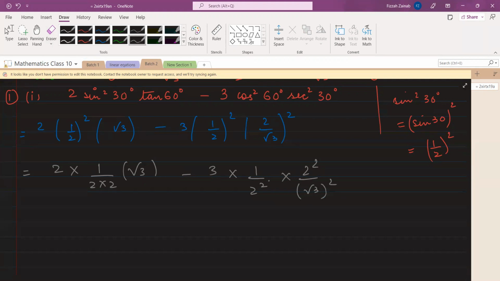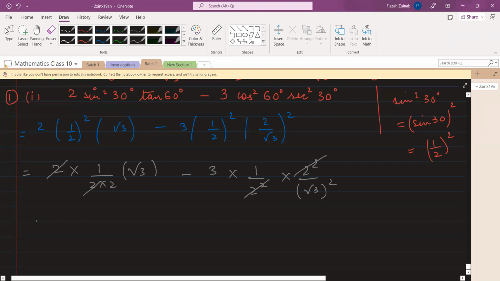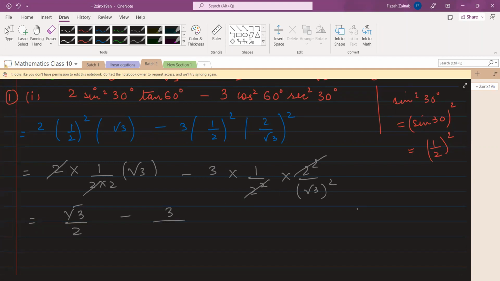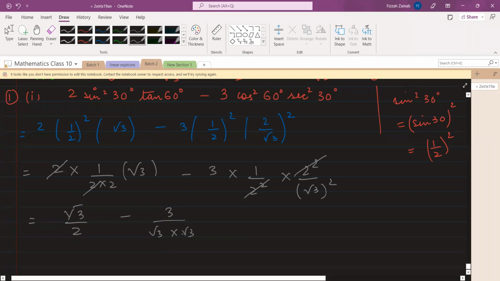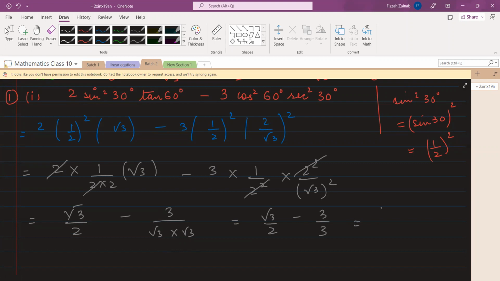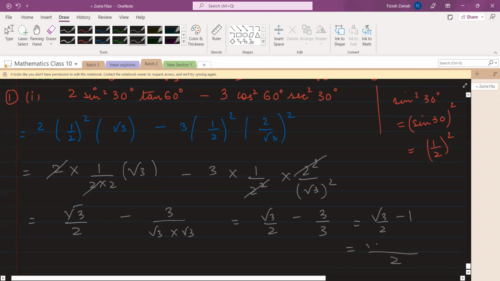You can write it 4, no issue, but directly also you can cancel. So 1, 2 cancels out. So here you have under root 3 divided by 2, right? Minus 3 divided by under root 3 square, which means root 3 into root 3, right? So that actually becomes 3. So under root 3 by 2 minus 3 upon 3. 3 by 3 is 1. So under root 3 by 2 minus 1. Then you take LCM. Under root 3 minus 2 into 1 is 2. So this is the answer.